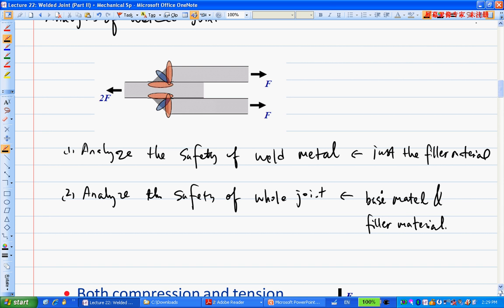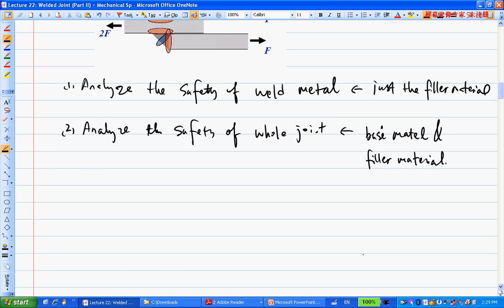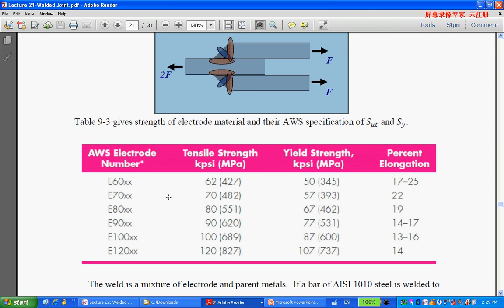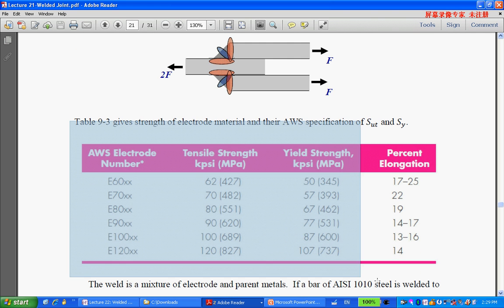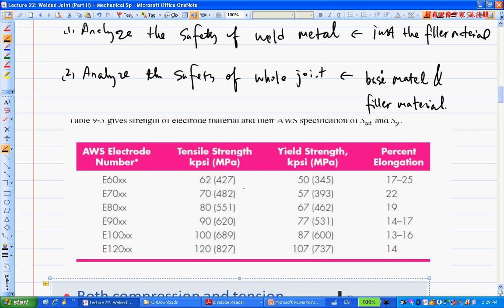All right, so now let's look at individually what we mean by filler material strengths and base metal strengths. That can be easily looked up from the tables here, right? So here is a table. This is table 9-3 right here. Now this is our guideline regarding the filler material property.